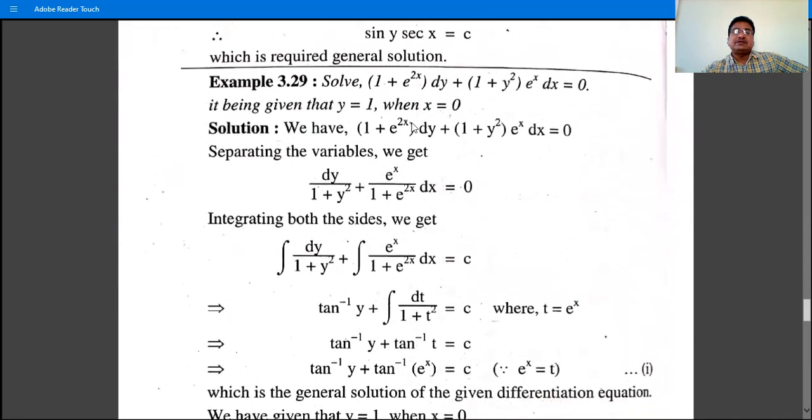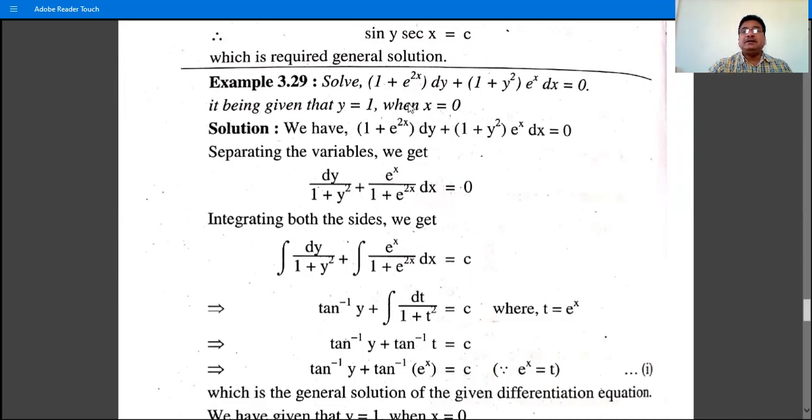Next example of the variable separable form, 1 plus e raised to 2x dy plus 1 plus y square e raised to x dx is equal to 0. It's being given that y is 1 when x is 0. That is, we are given the condition, initial condition, y 0 is equal to 1. Y is 1 and x is 0.